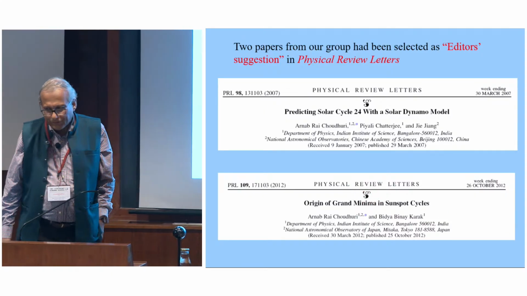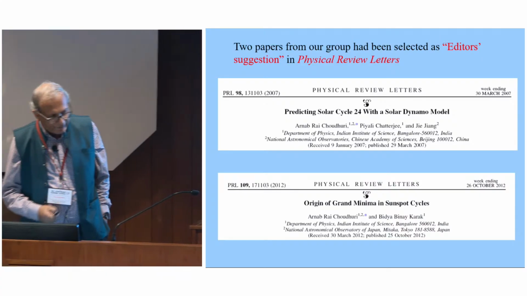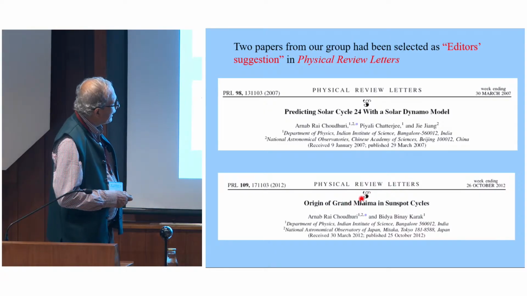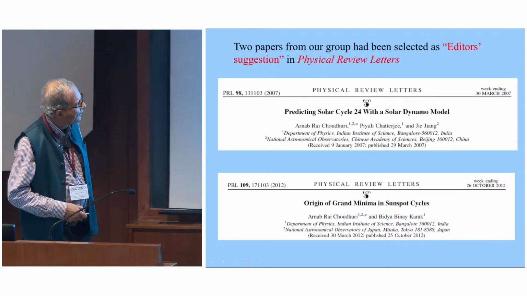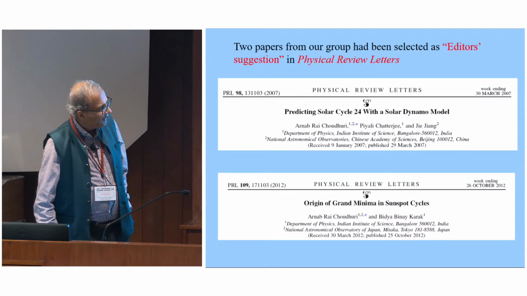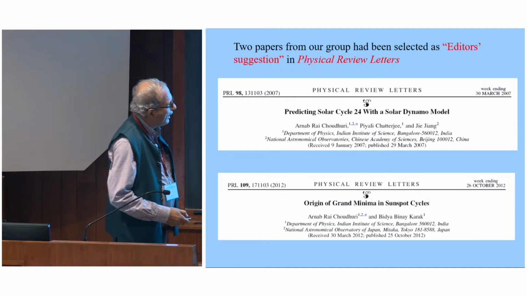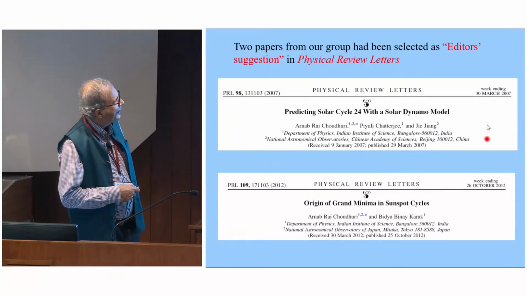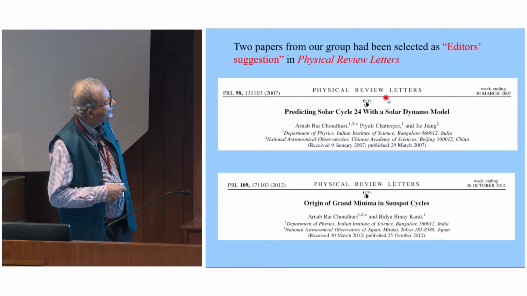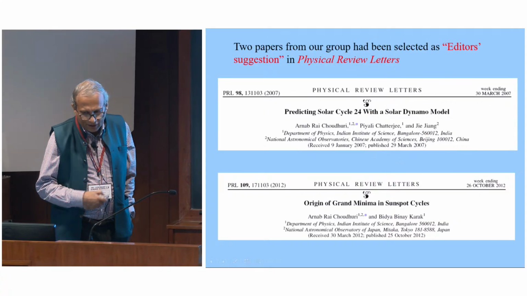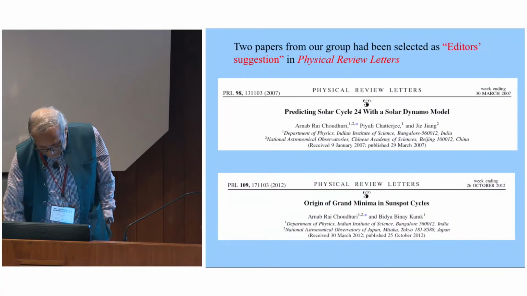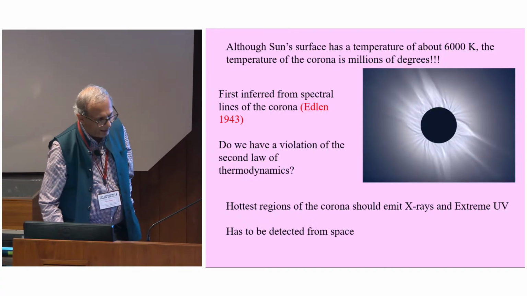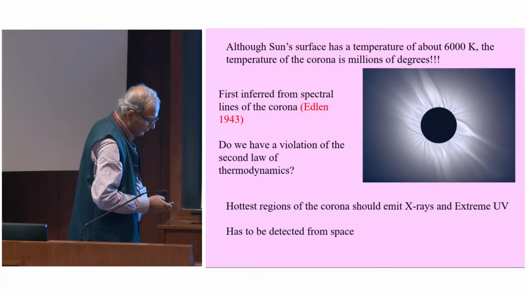In that paper, we developed a comprehensive theory of grand minima, like the Maunder minimum in the 17th century when sunspots were not seen for many years. People often tell me that even for professors of Harvard or Caltech, it is very unusual to have two papers selected as editor's suggestion in Physical Review Letters in 6 years. So we are rather lucky that within a period of 6 years, we had two papers from our group which had this honor.